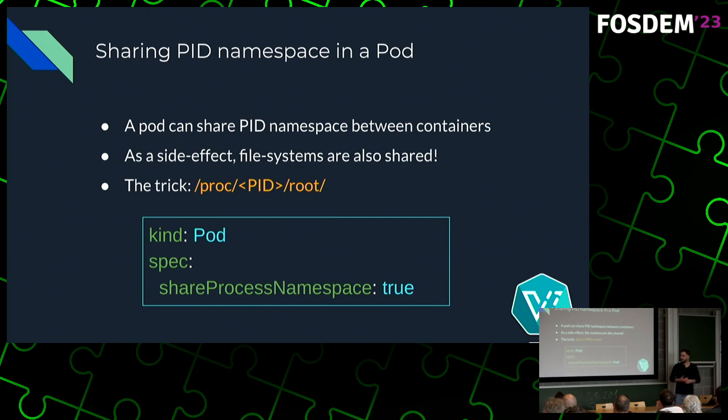Another interesting fact is that, as a side effect, the file systems are also shared. Now, they're not shared directly, but you can use a trick to use them indirectly. /proc/pid/root will get you to the root file system of another process that can now be in another container. To actually enable that, this is what you need to do: in the pod spec, shareProcessNamespace: true, and that's it.